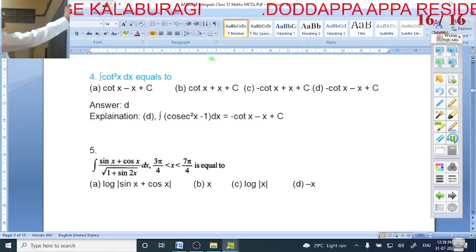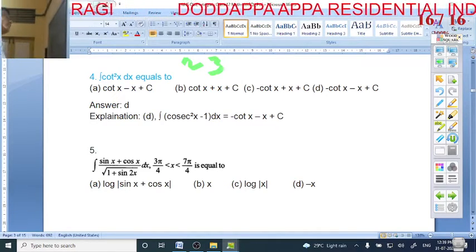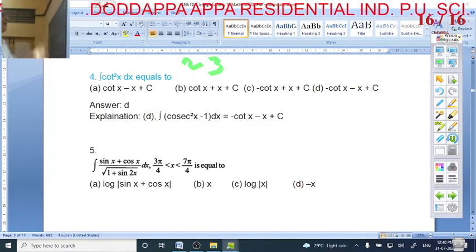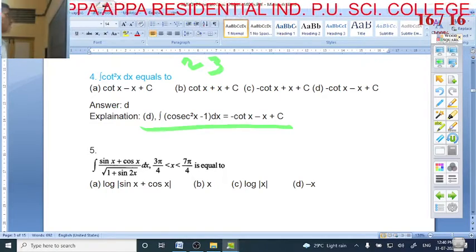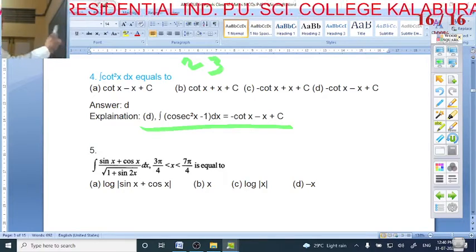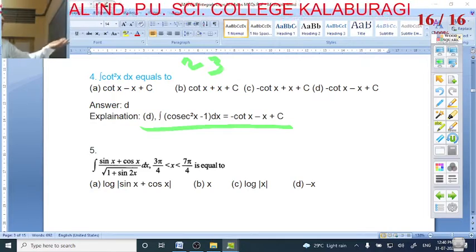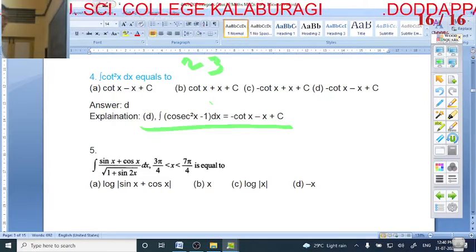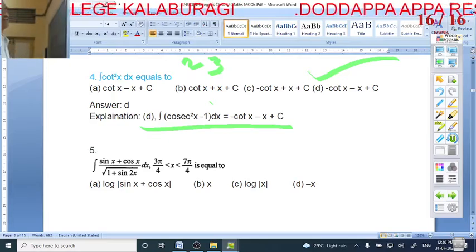Any square or cube, such types of things we can't integrate straightforwardly, as we do in the case of differentiation. So it is possible to transform cot square into another form. One form of cot square x is cosec square x minus 1. Yes, we can integrate that. We get the integration of cosec square x minus cot x, integration of dx is x. Hence, option D is the correct one.